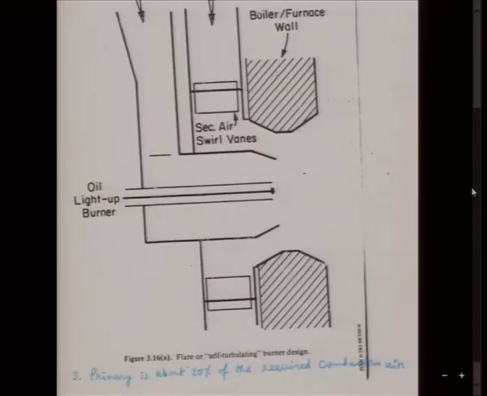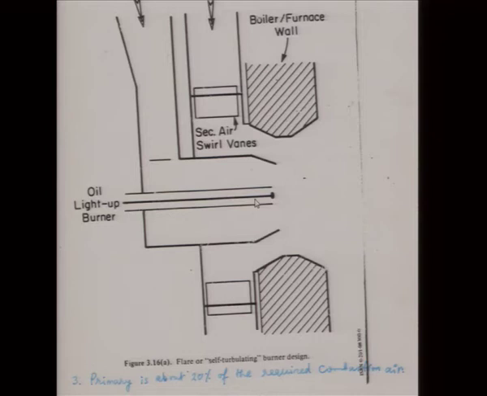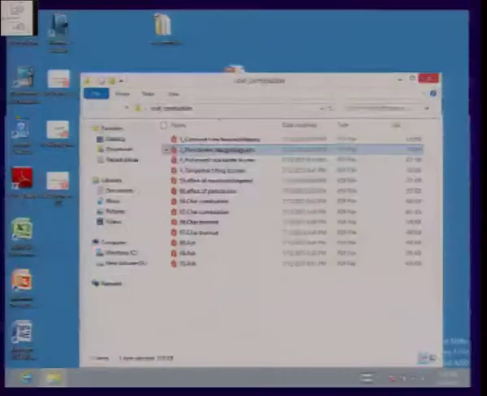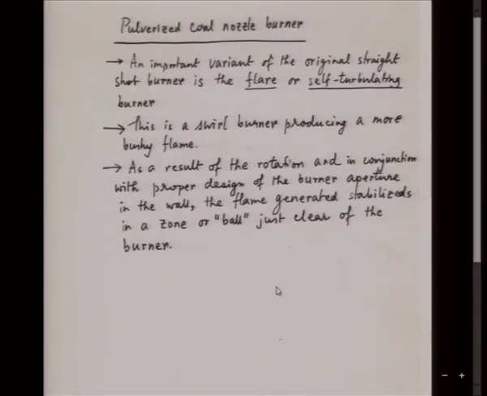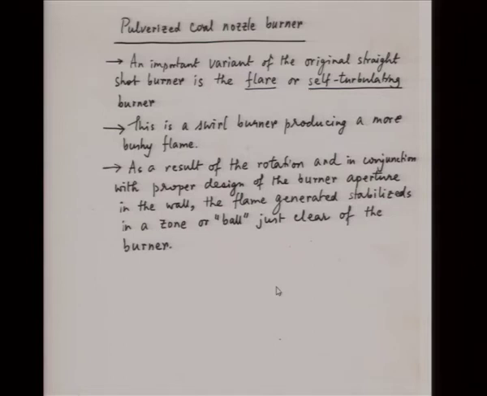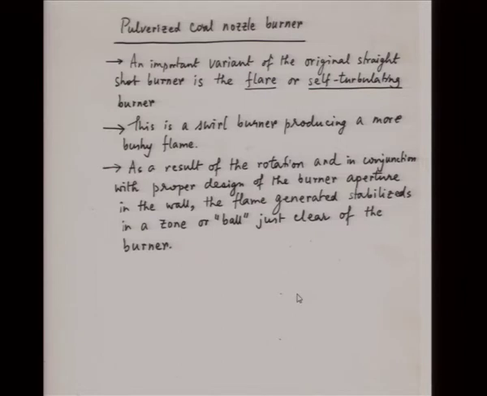And primary air is about 20% of the combustion air. You will also notice that there is a light up burner. So there is a burner which is used with oil to give the initial ignition. It is to make things easier. So this nozzle burner which you just now saw, the last slide, is also called a flare or self-turbulating burner. So this is a swirl burner, and because it creates this rotation with the swirl, it creates a stabilized flame ball.